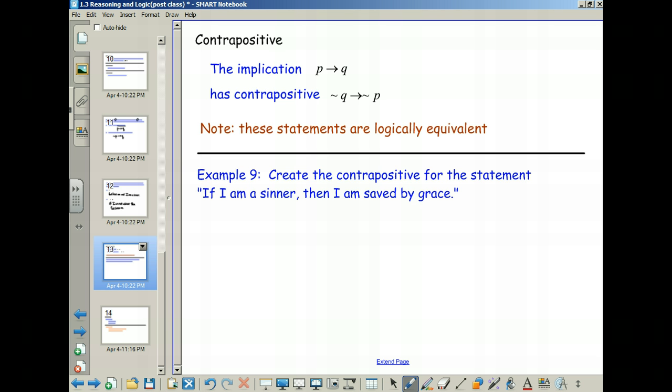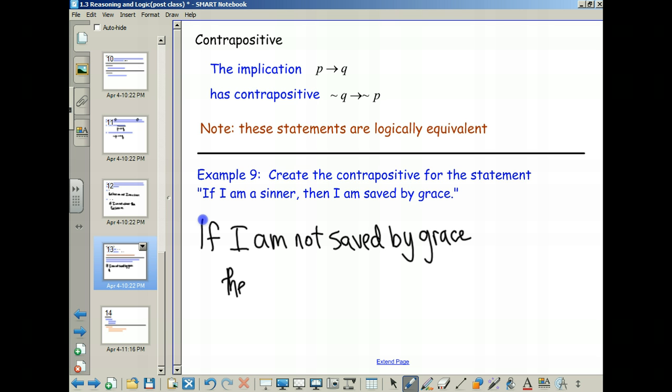This says, if I am a sinner, then I am saved by grace. Okay? So I'm going to write down the "if," and then what's going to come next? All right, so we take the part that's at the end, right, Kayla? And we bring it to the beginning. And we also negate it, which means we introduce the logical opposite. So instead of saying I am saved by grace, it would be I am not. So if I am not saved by grace, then, and now I go back to the beginning, what will I say? Then I am not a sinner.